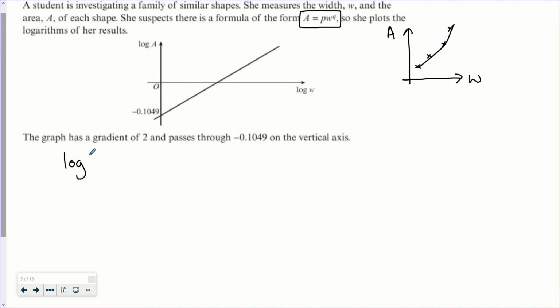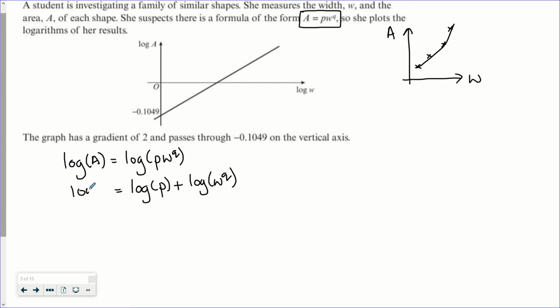So in order to estimate the values of an exponential model, we take logs of both sides, and we always do that. So log A equals log of P times W to the Q. We simplify the right-hand side by splitting it into two logs added together: log P plus log of W to the power of Q. And we've still got log A on the left-hand side.